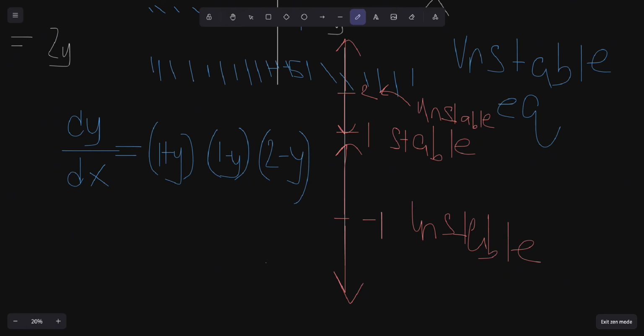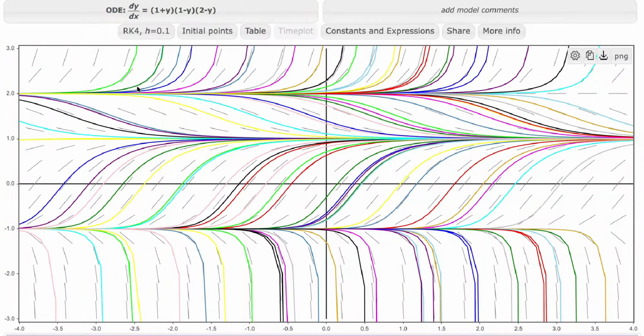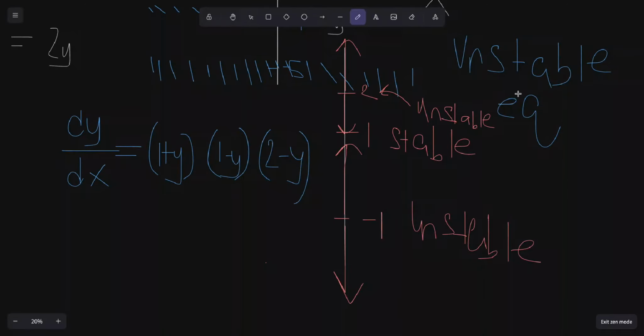And if we, once again, look back at the graph, this confirms it. 2 is going to be unstable. 1 is stable because it's converging towards it. And -1 is also going to be unstable because it's diverging away from it. And so this algebraic idea of equilibrium points and all of that, this is the way to do it.